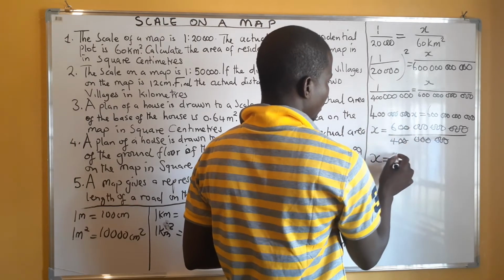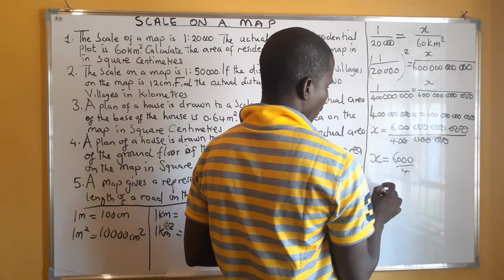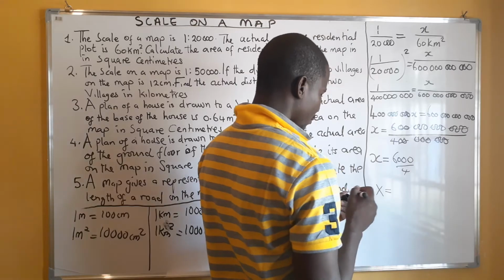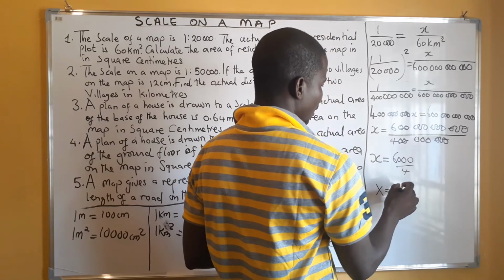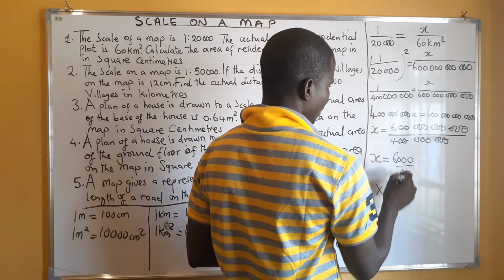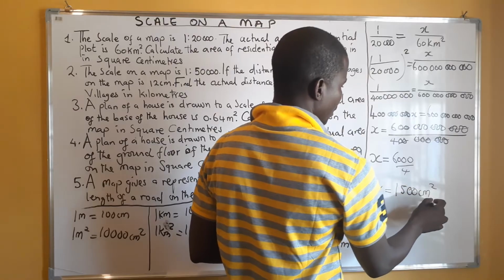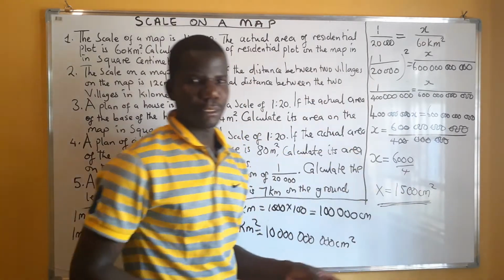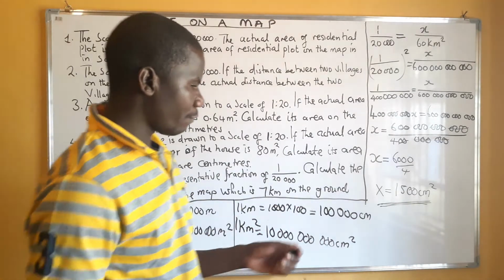So what have I remained with there? I've remained with 6,000 over 4. And x is equal to what? X is equal to, into 6 we have 1. Remainder should be 5. Centimeters squared. Everything that we were working with was in centimeters squared. Okay? That is what is expected of us to do.